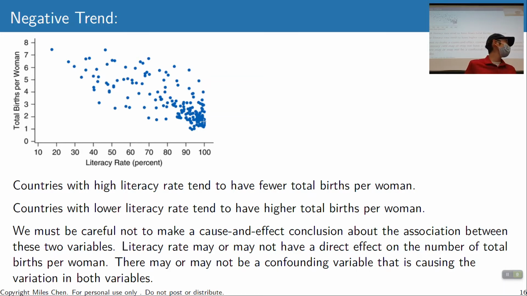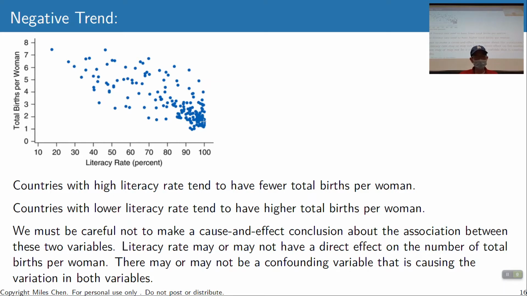Now, when you see trends like this, there's a tendency to want to draw some kind of cause and effect conclusion. And we might want to say, okay, increasing the literacy rate tends to decrease the total births per woman. But we have to be careful, and we don't want to say that the literacy rate is what is causing a change in fertility or something like that, okay? Or vice versa, you don't want to jump to the other conclusion and say changes in the fertility rate in terms of total births per woman is causing changes in literacy or something, right?